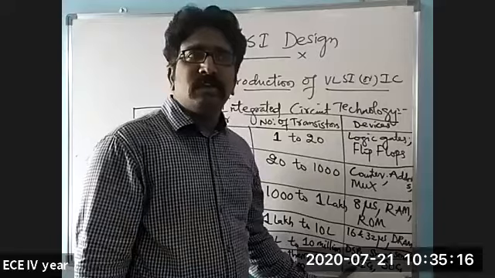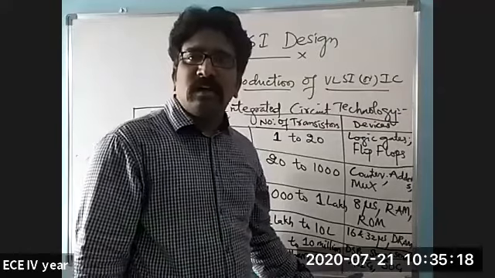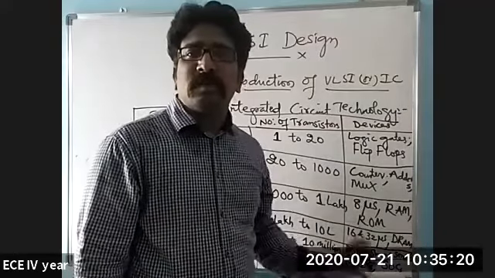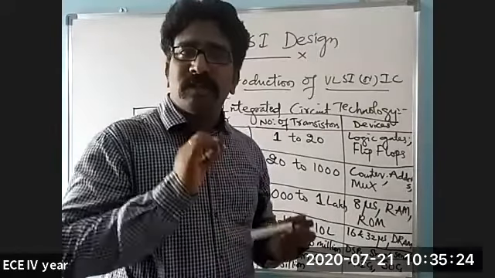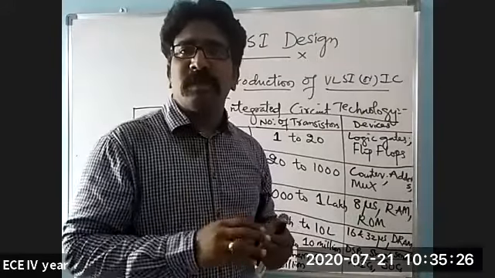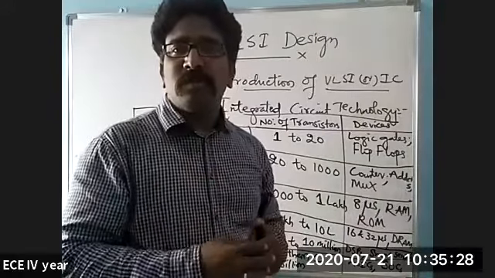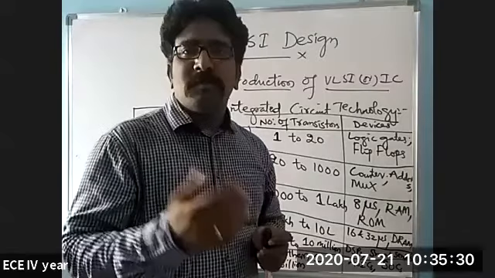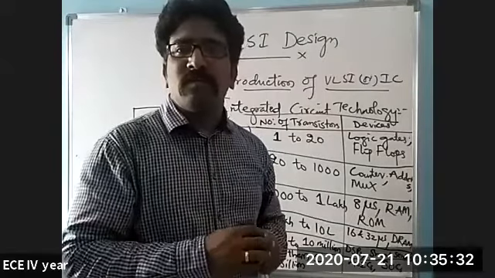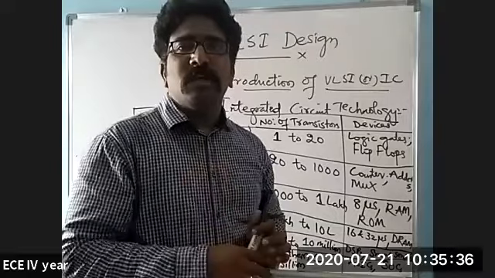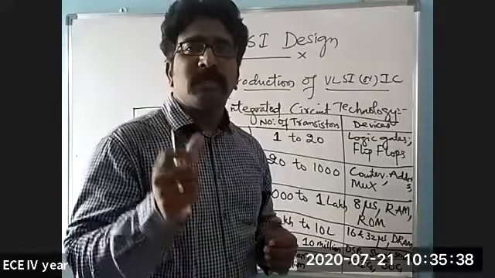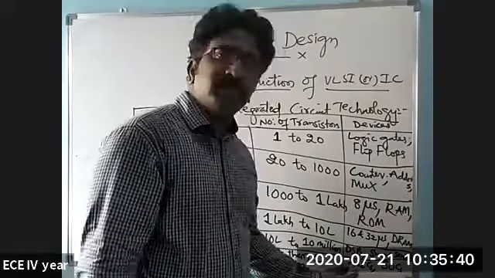I have already given an example of a car. Earlier we used to have a car with only a minimum number of components on it. But now we have a car where we can do different kinds of applications. You can operate your mobile phone from your car, and we can operate navigation from your car. We can do many kinds of applications from the car. Those kinds of applications we call an application specific integrated circuit.